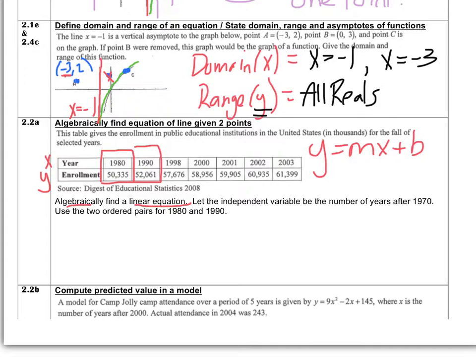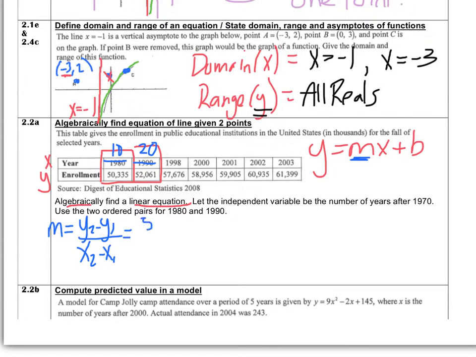Now also be careful. They state here that they want us to look at the number of years after 1970. So in 1980, the number of years after 1970 would be 10. In 1990, it'd be 20. So make sure to use not 1980 and not 1990, but 10 and 20. And we're going to go ahead and find the equation of the line. First thing we're going to do is find the slope. Remember, slope calculation is rise over run, or change in your y's over your change in your x's.